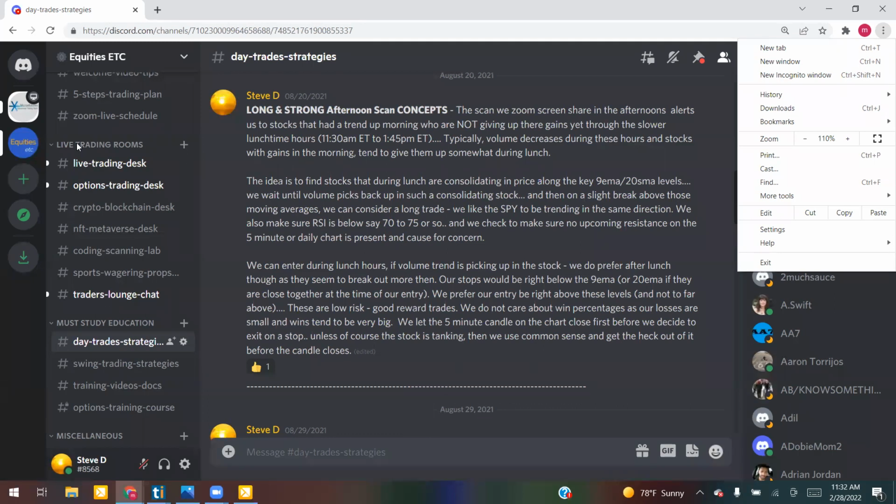When I use the term consolidated during lunch, it simply means volumes are usually lighter during lunch and the stock momentum slows down. But even if during lunch the volume was to start picking up, we can consider actually entering it during the lunchtime hours. The majority of stocks, the volume won't pick up though until after lunch, which is usually around 1:45 p.m.